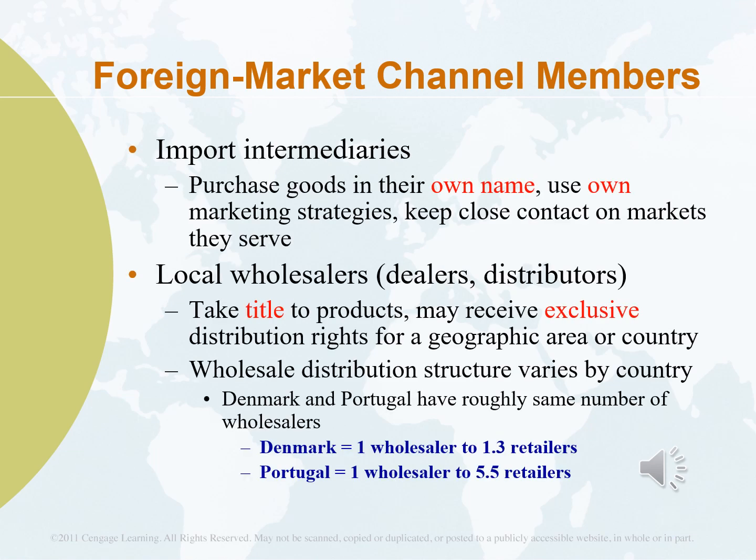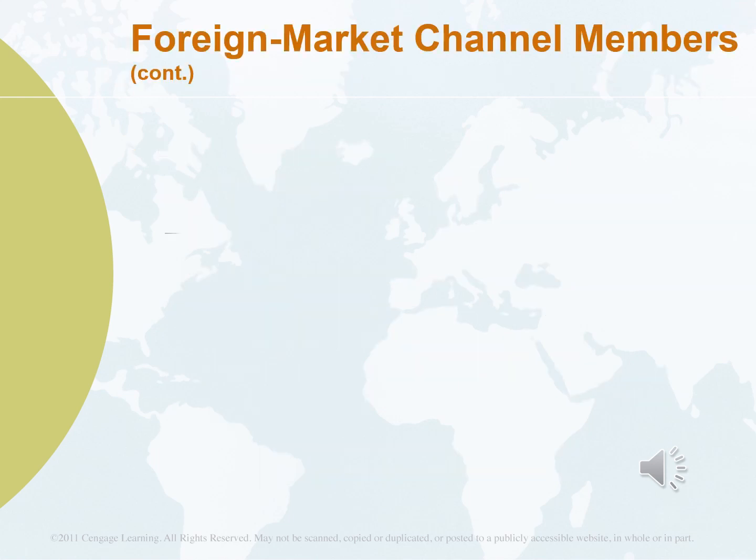In foreign market channel members, we talked about the import intermediaries and local wholesalers. The intermediaries purchase goods in their own name, use their own marketing strategies, and keep contact with the markets they serve. Local wholesalers take titles to products, may receive exclusive distribution rights, and have their own wholesale distribution structure, which varies from country to country.